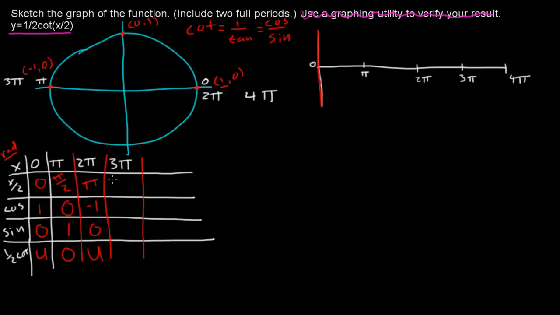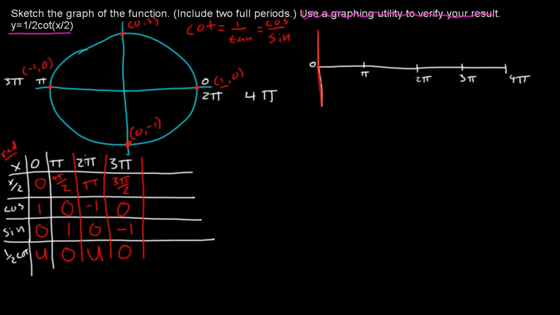3 pi divided by 2 is going to be 3 pi over 2, which is down here at the bottom of the unit circle, and this will actually get a 0. Let's go ahead and work it out though. This point is going to be (0, -1). So cosine of 3 pi over 2 will give us 0, and sine of 3 pi over 2 will give us -1. So this is going to be 0 divided by -1.